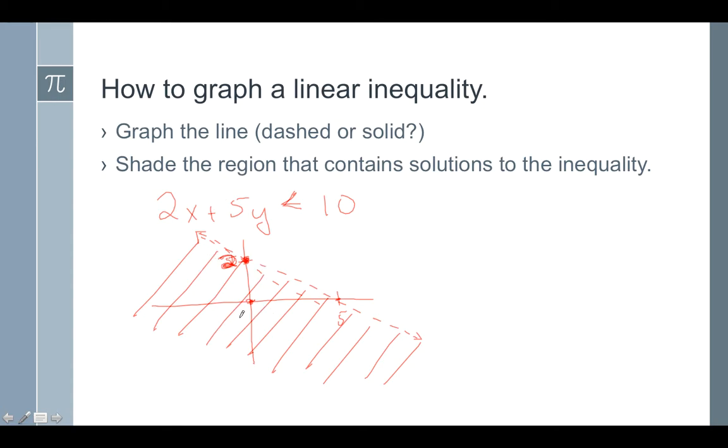Let's think about plugging in a point. If I was to plug in the point 5, 2, notice I would get 10 plus 10, and we know that's not less than 10. 10 plus 10 is 20, and therefore it doesn't work because it's in the unshaded region.